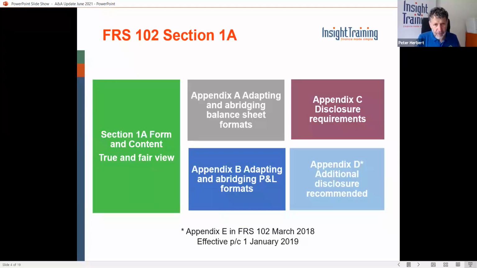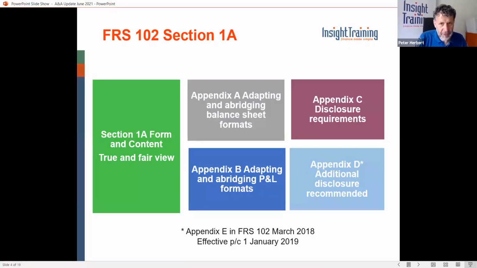This slide gives a summary of what Section 1A of FRS 102 requires. Remember that 1A accounts are required to give a true and fair view. Remember that under Section 1A, you're allowed to do things like abridge and adapt balance sheets and profit and loss accounts. That's not really the focus of today's session. We're going to focus more on detailed disclosure. And yes, the requirements for disclosure in this area are embedded within Appendix C of Section 1A.